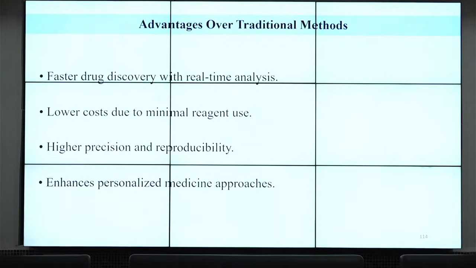Advantages are faster drug discovery, real-time analysis, and lower cost, of course, due to the minimal reagent use. The operational cost is of course lower, but the capital expenditure is not lower. Today a peptide synthesizer is hugely costly, but maybe after a few years, as the research is going on, it might become much easier to make the things automated. Then of course there is lower cost due to higher precision and reproducibility. It is hugely precise and accurate, and that is the reason it is costly.